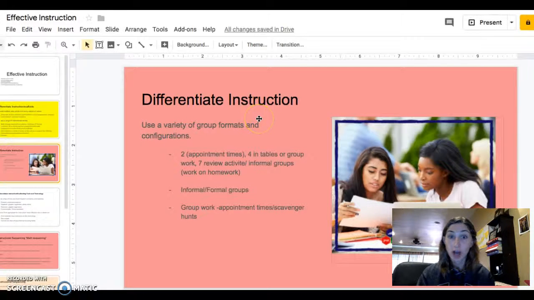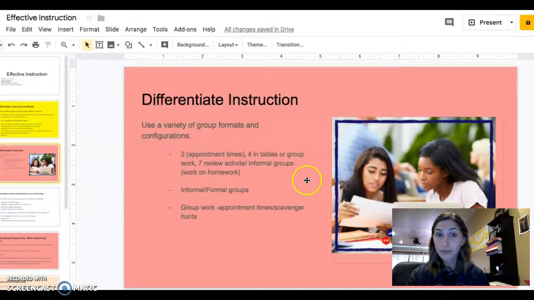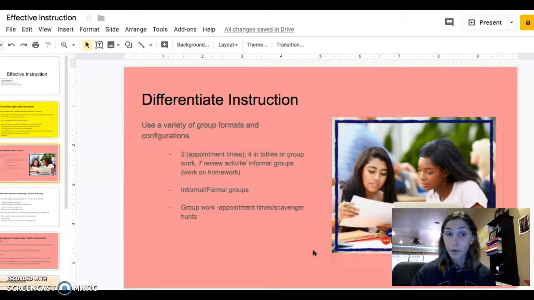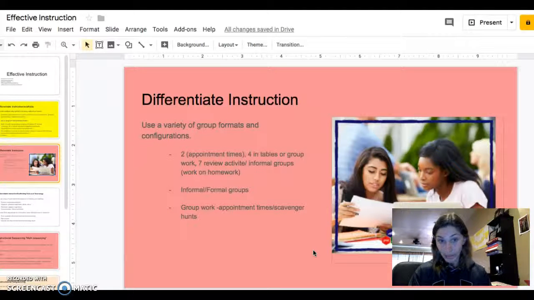Differentiated instruction is also great in group formats and configurations. So having students get into groups of 2 to do an activity, or having them sit in groups of 4, or maybe in groups of 7 for an activity review, and each group is doing something different to review for this activity. You can have informal or formal groups where, informal, maybe they just get up to do their homework together. In formal groups, you're putting them together to maybe work on a group quiz.